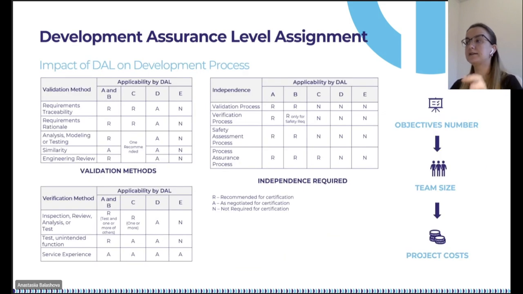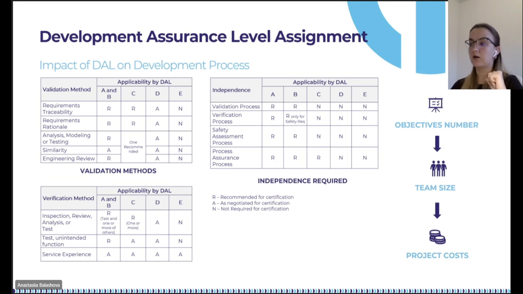Now, how does the design assurance level impact the development process? As we saw before, a higher DAL leads to increased outputs from each process. This influence extends to the validation and verification process, where higher DAL requires more methods and independence. Consequently, a higher DAL necessitates completing more objectives, expanding the team size, and increasing the development cost.